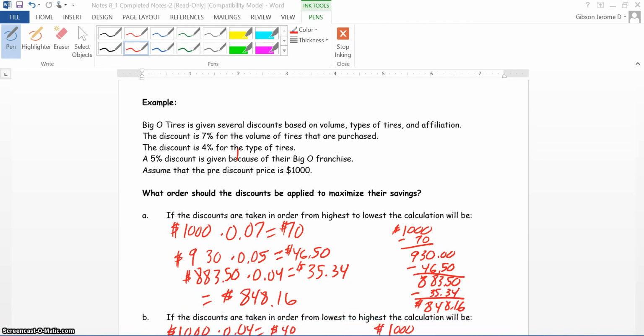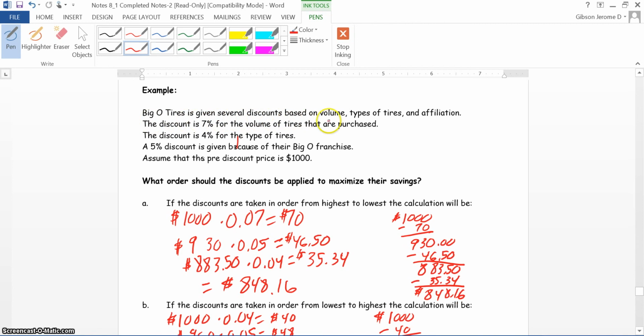It says here, Big O Tires is given several discounts based on volume, types of tires, and affiliation. The discount is 7% for the volume of tires that are purchased. The discount is 4% for the type of tires. A 5% discount is given because of their Big O franchise. Assume that the pre-discount price is $1,000. What order should the discounts be applied to maximize their savings?